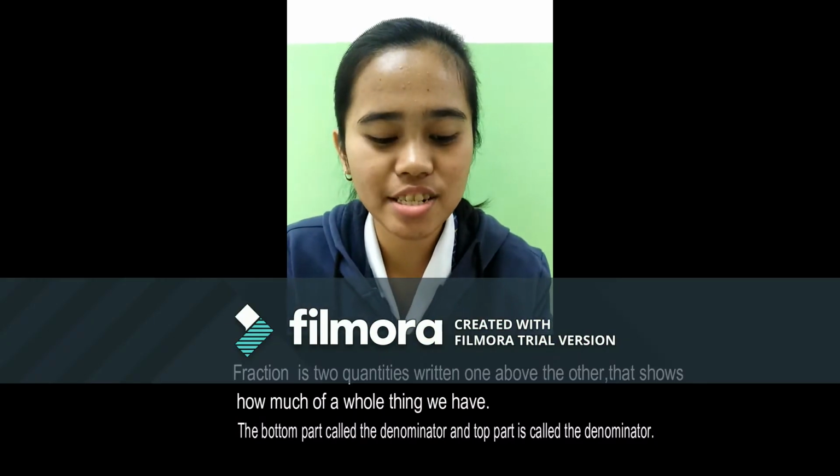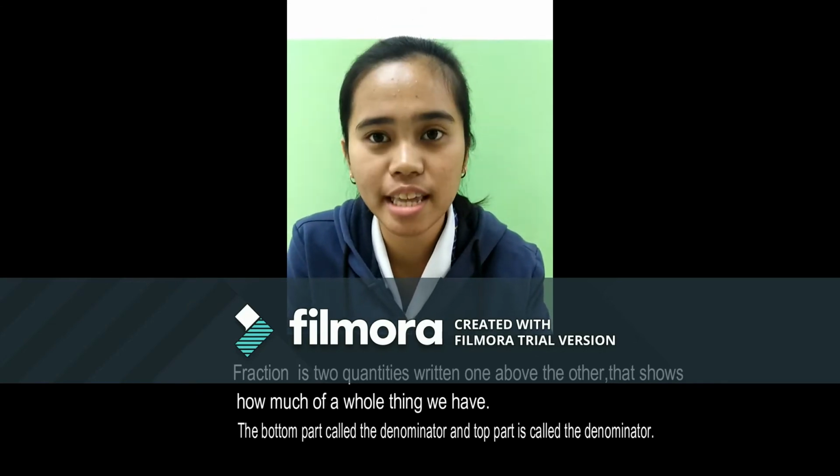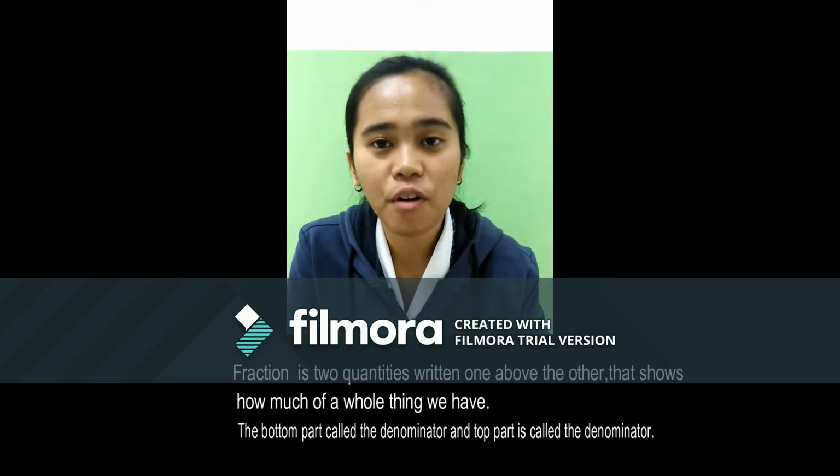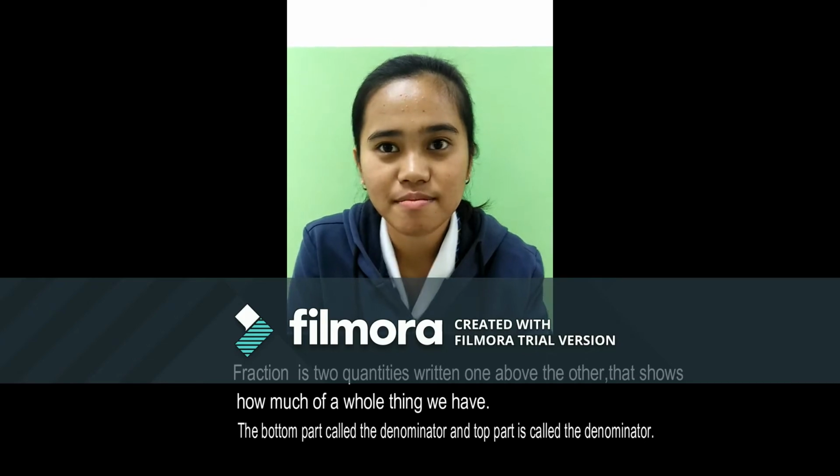The two quantities written one above the other show how much of a good thing you have. The bottom part is called the denominator and the top part is called the numerator.